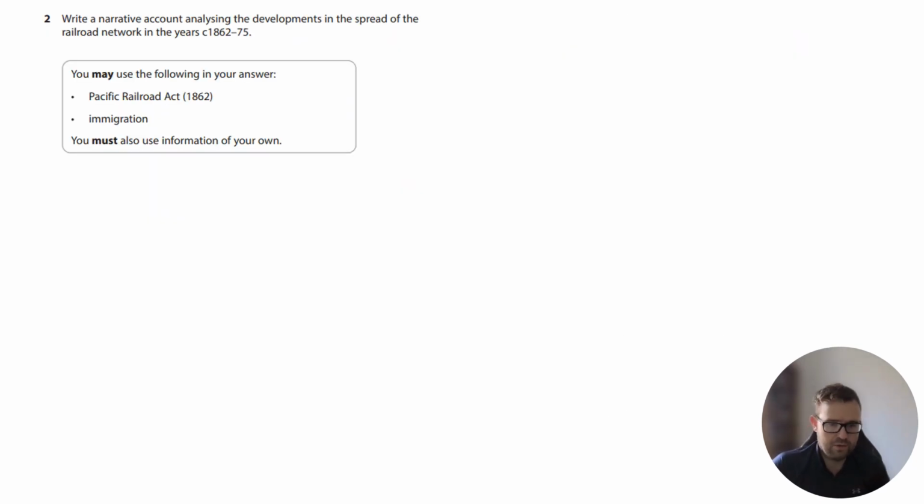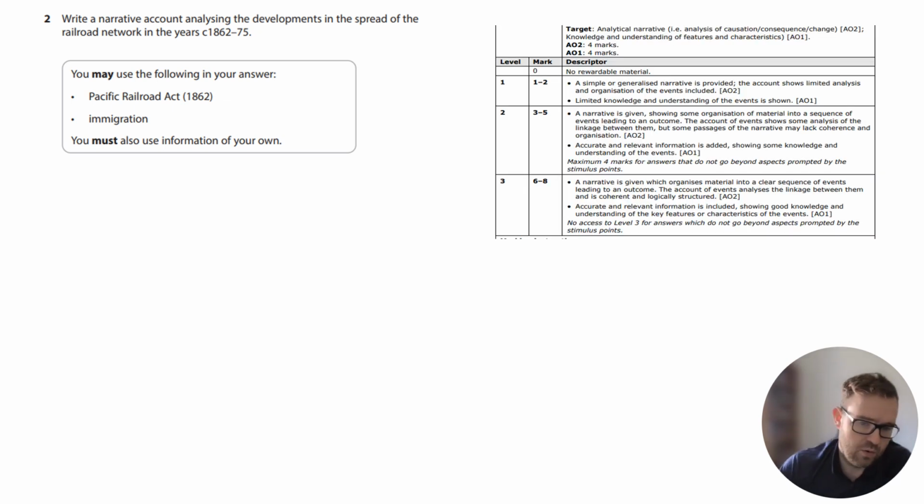Okay, the narrative, always tricky. So write a narrative account analysing the developments in the spread of railroad network in the years 62 to 75. Now I chose this one because it's not your traditional narrative in the fact that it doesn't flow like a clear story like the Mormons or the Indian Wars do. So I'll talk through how we can answer this one. Again, always look at the mark scheme and what's required. So this is an analytical account. It needs to be organized with a clear sequence of events leading to an outcome, and there needs to be links between, and that's the AO2, and the AO1, you remember, is just the key features, the key facts.